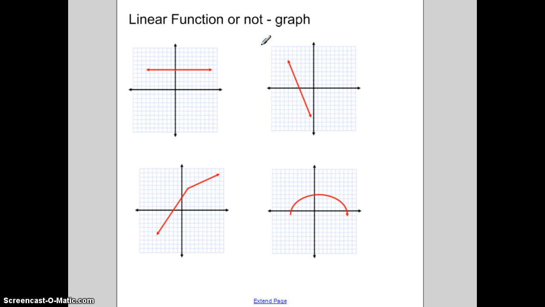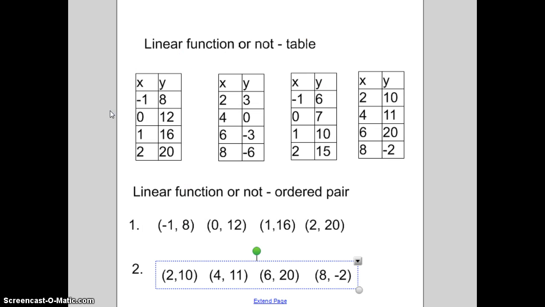Linear function or not. So we're focusing on the linear part now. Is it a straight line basically? Straight line? Yes. It's a linear function. Straight line? Yes. Linear function. Straight line? No. It's got a little bend to it, so this is a non-linear function. Straight line? Obviously non-linear. Let's move on.